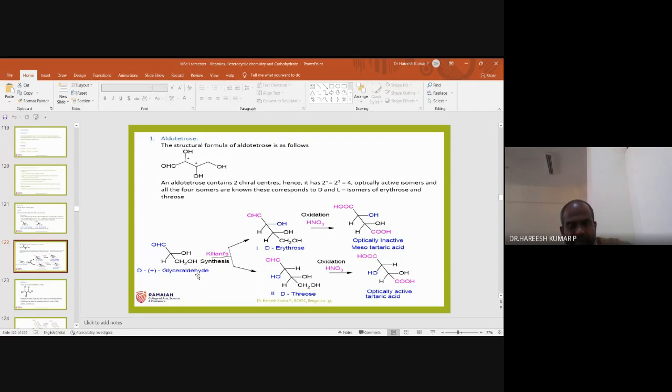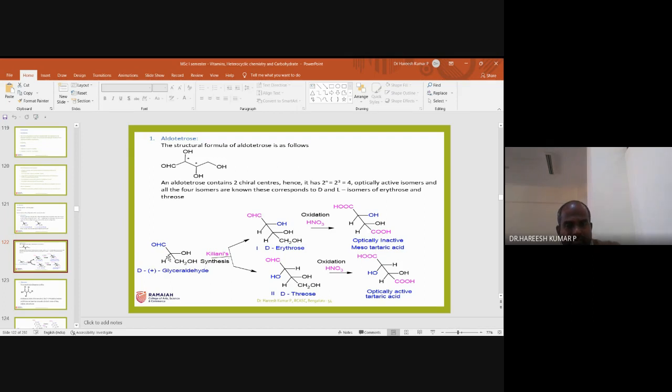So that means glyceraldehyde, when it is treated with HCN, gives a cyanohydrin, CN will add here. The C double bond O aldehyde is converted into OH, and the obtained CN nitrile is hydrolyzed to get a carboxylic acid, and that is esterified and then reduced to aldehyde.